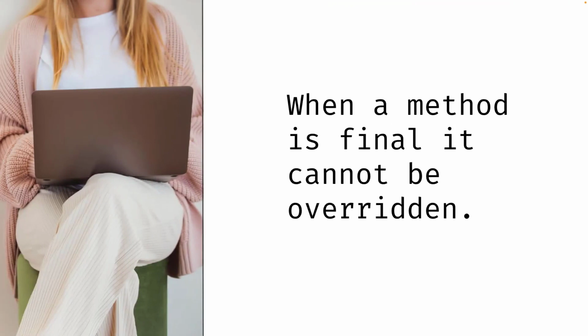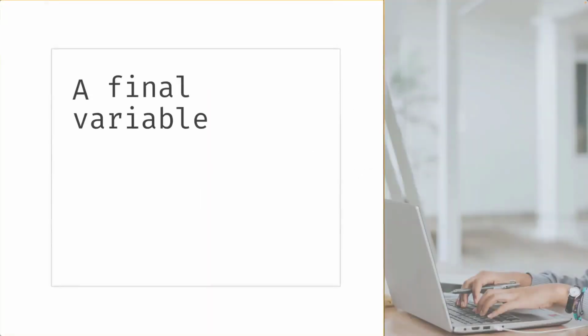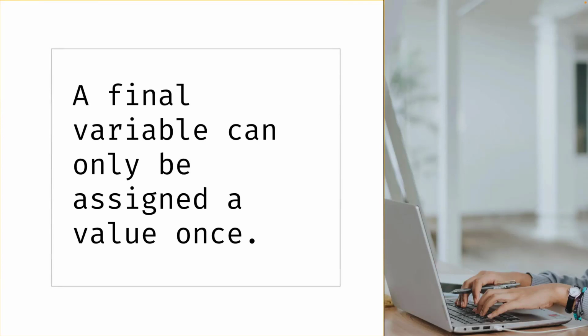When a method is final, this means that the method cannot be overridden in a child class. And a variable can be final too. This means it can only be assigned a value once. So on a variable, it indicates that a variable is a constant and cannot be modified.